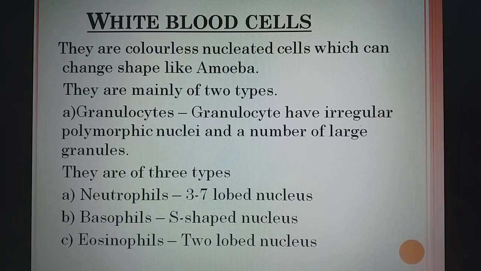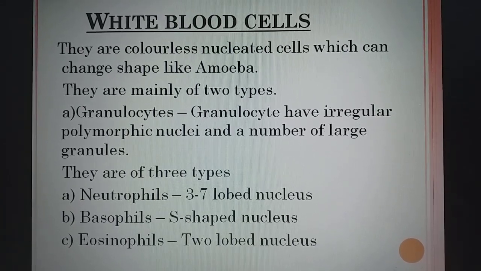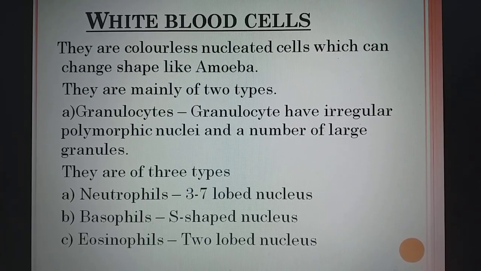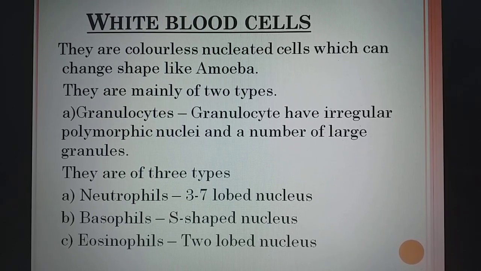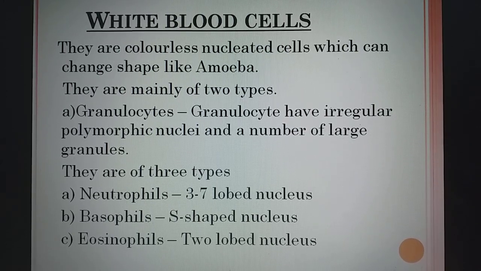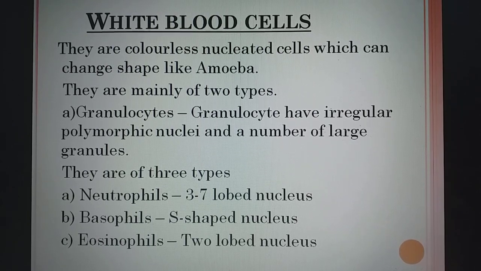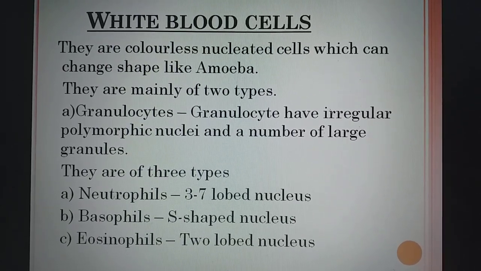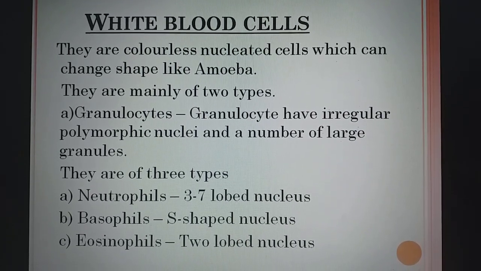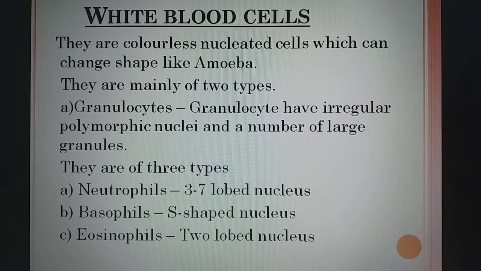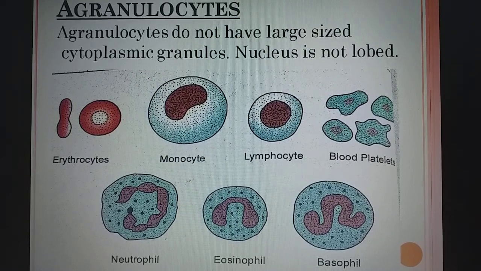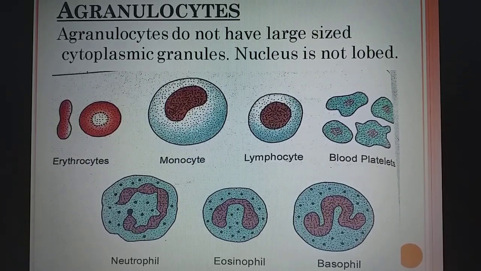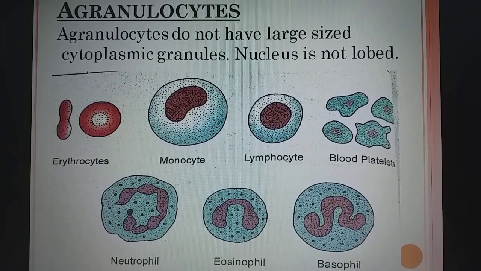Granulocytes have irregular polymorphic nuclei and a number of large granules are present. They are of three types: neutrophil, basophil and eosinophil. Neutrophils can be distinguished by the presence of a 3 to 7 lobed nucleus. Basophil has an S-shaped nucleus, and eosinophil has a 2 lobed nucleus. So on the basis of the nucleus, we can distinguish neutrophil, basophil and eosinophil. Now agranulocytes do not have large cytoplasmic granules. The nucleus is not lobed here. The difference I already told you: in agranulocytes the granules are absent.